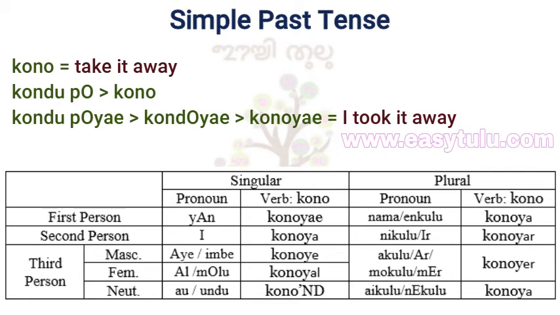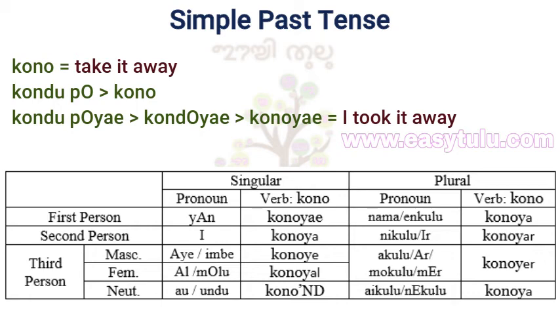I took it away. E konoya. You took it away. I or imbe konoye. He took it away. Alu or molu konoyal. She took it away. Au or undu konondu. It took it away.